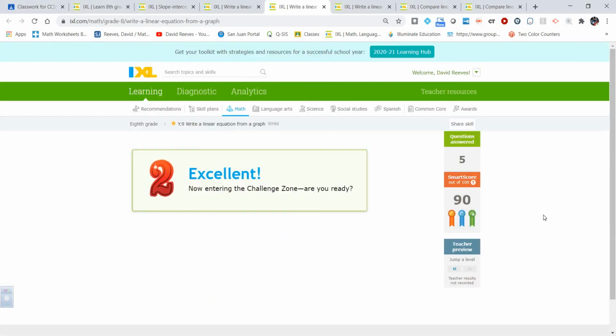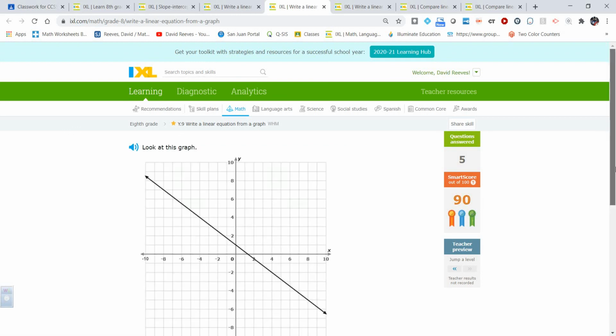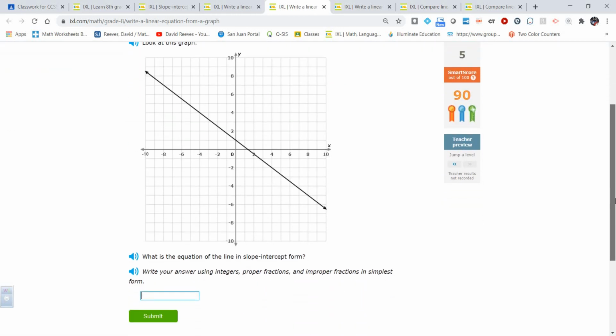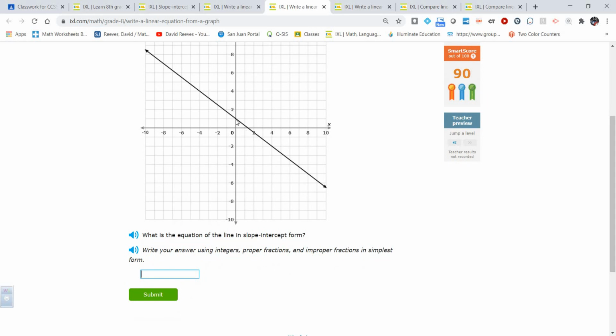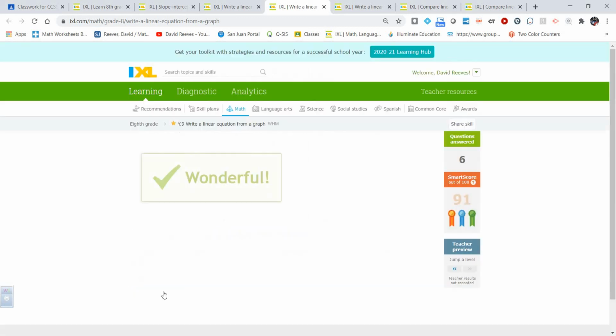And the challenge zone, is there anything different? I don't know how they're going to make it any different. It really isn't. The y-intercept is 1. And if we look at the slope, it goes down 1, 2, 3 over 1, 2, 3, 4. So y equals, and again, it's a negative slope. Negative 3/4 x, and the y-intercept this time was a positive 1, plus 1.